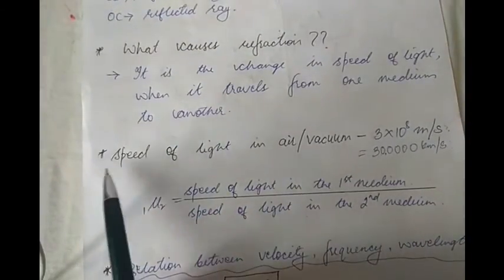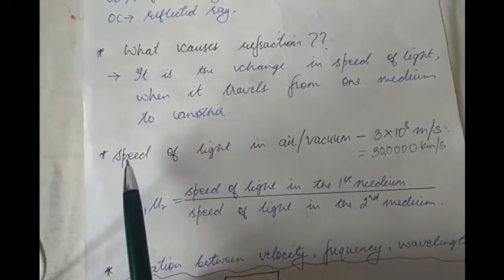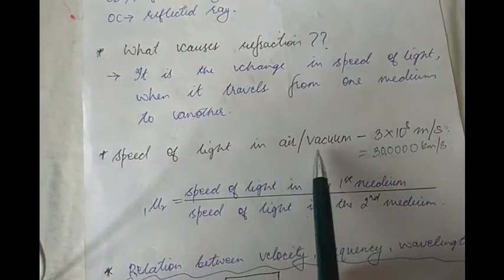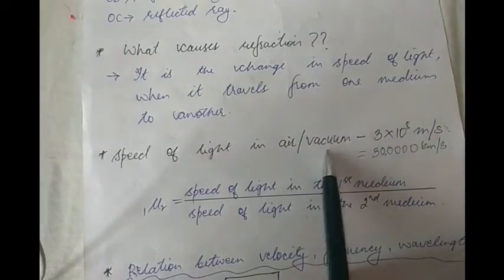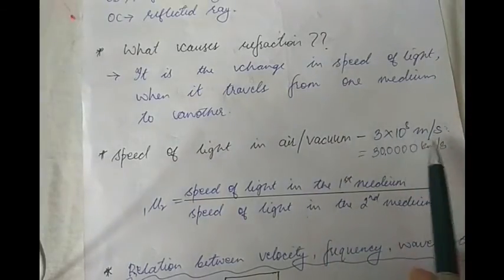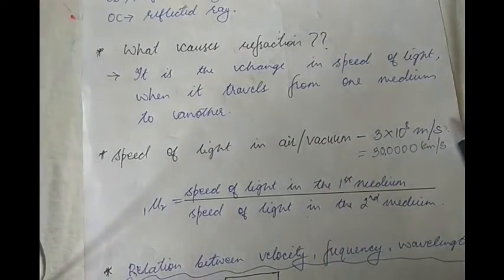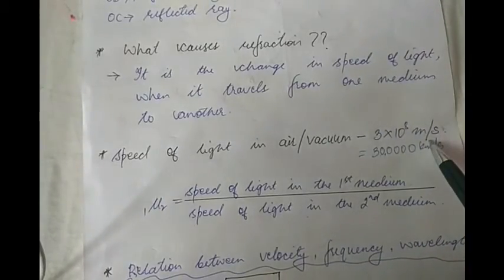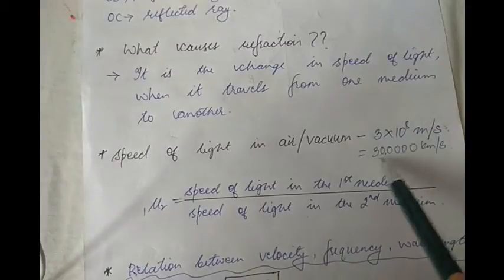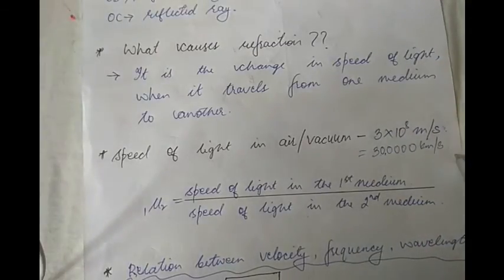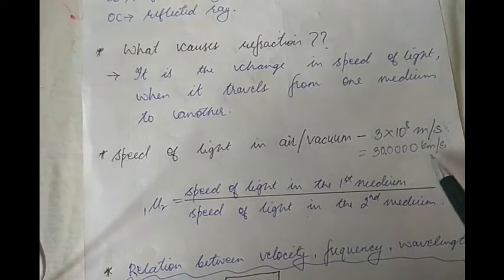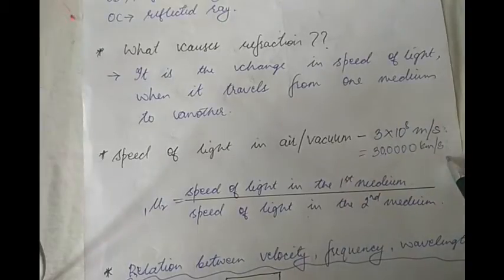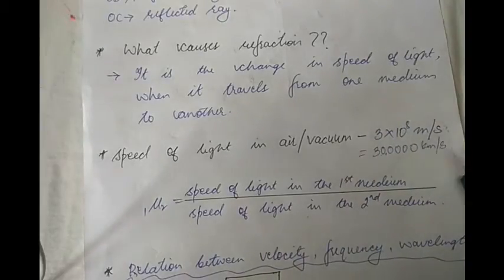Now another thing that you need to remember is the value of the speed of light in vacuum. The speed of light in vacuum is 3 into 10 to the power 8 meters per second. Now this is a very, very high value of speed. This is also equal to 3 lakh kilometers per second. So you can see light travels 3 lakh kilometers in 1 second. This is a very, very high value of speed, and you need to remember this value.